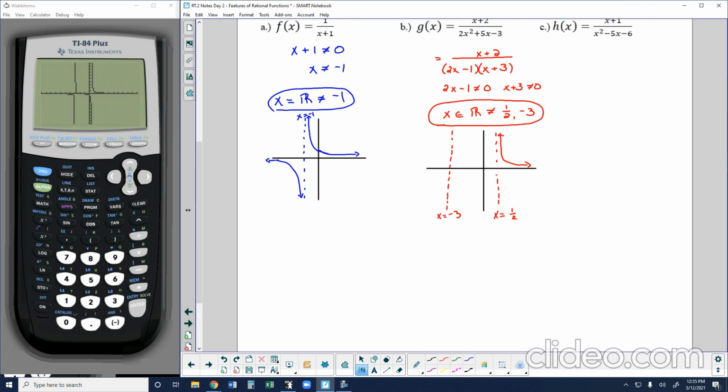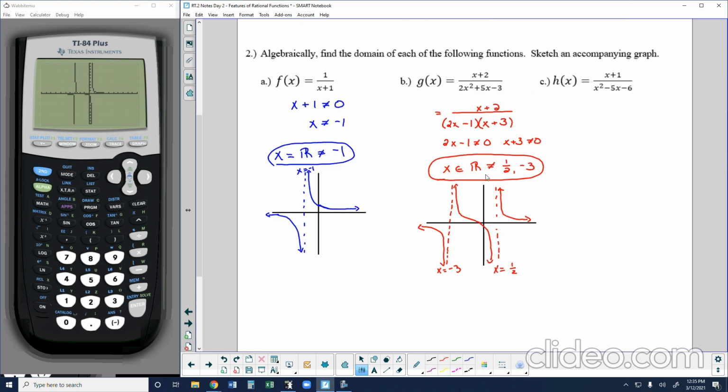We don't have to draw the graph in exactly as it appears. We don't have to be perfect with our drawings here, but we want a sketch that looks something like what we see in the calculator. And again, we see two asymptotes as the graph approaches those values for x that are not part of the domain.